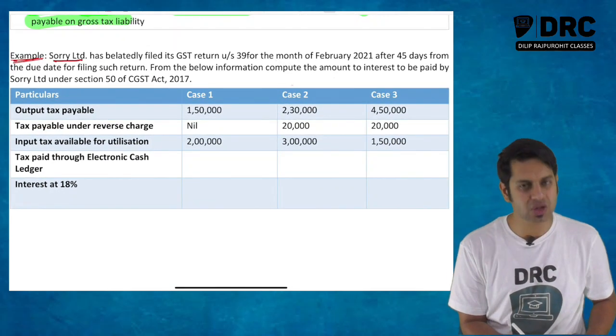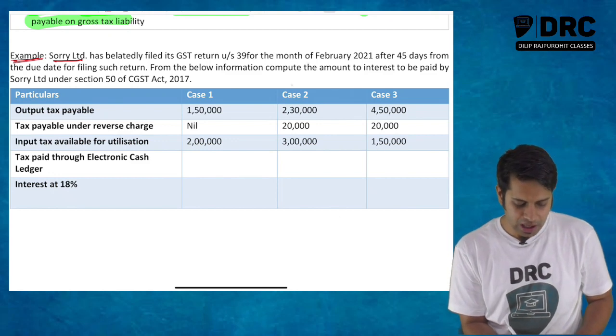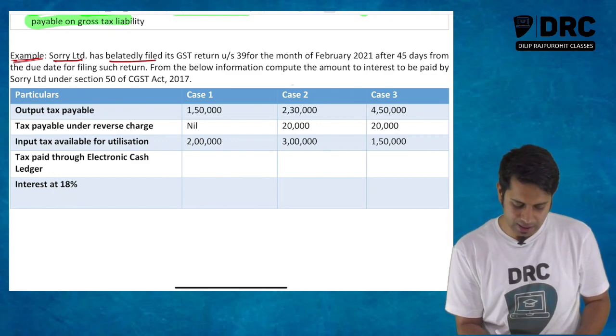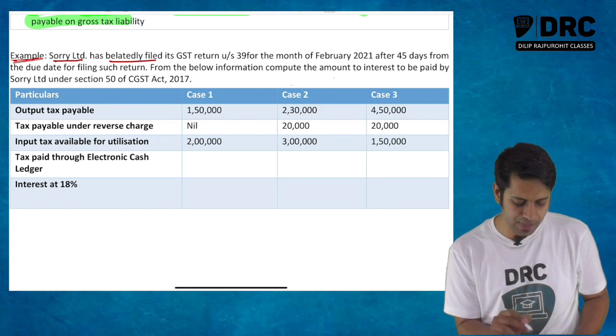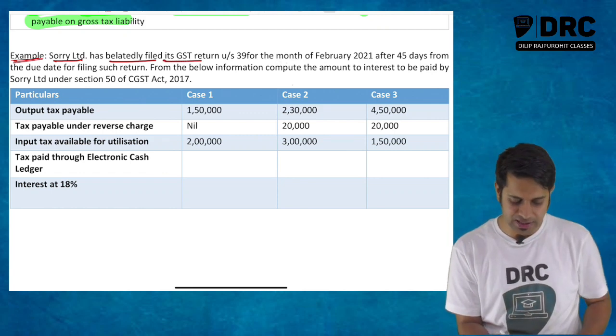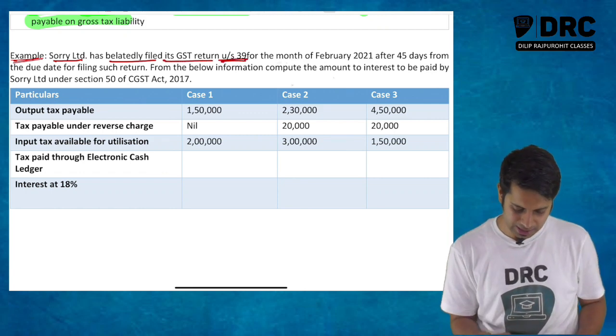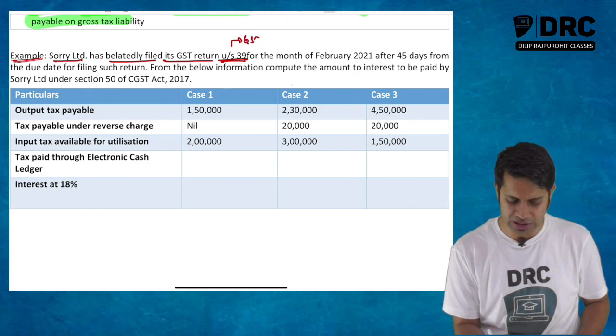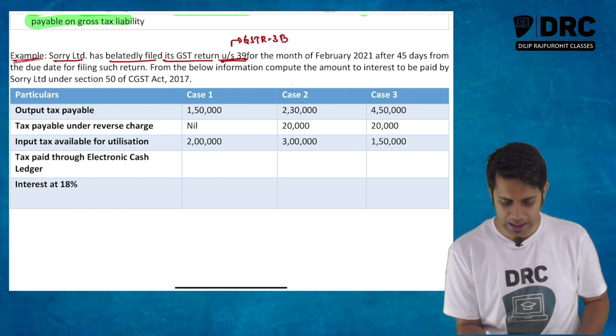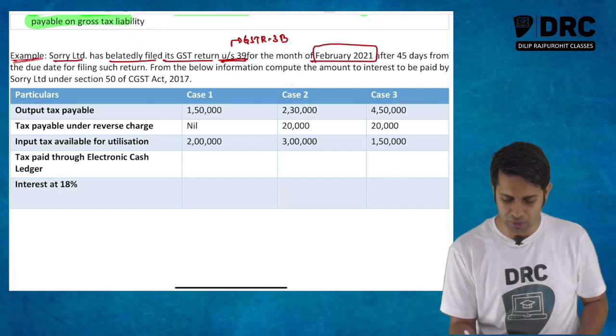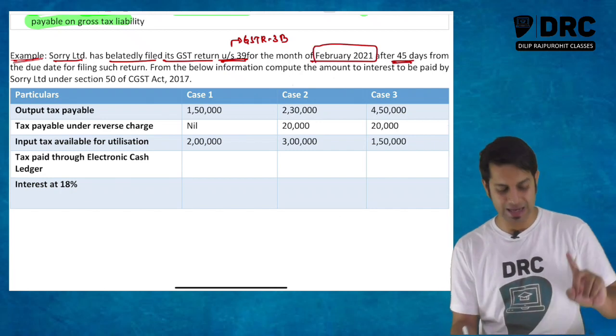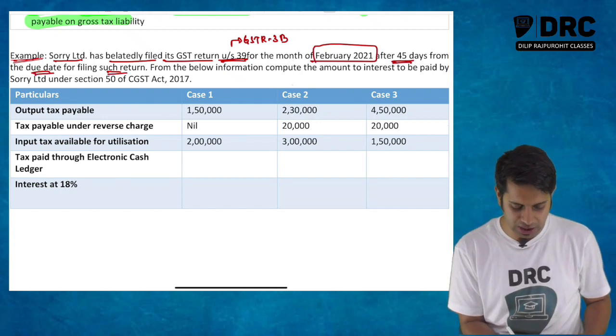There is a company called Sorry Limited. Sorry Limited has belatedly filed its GST return under section 39. Normally we'll assume it to be GSTR 3B, for the month of February 2021, after 45 days from the due date of such return.